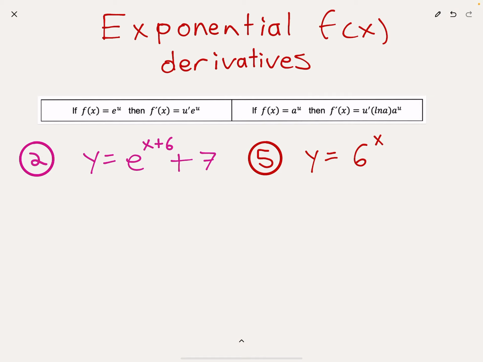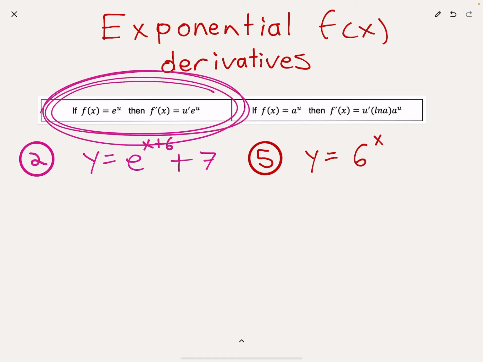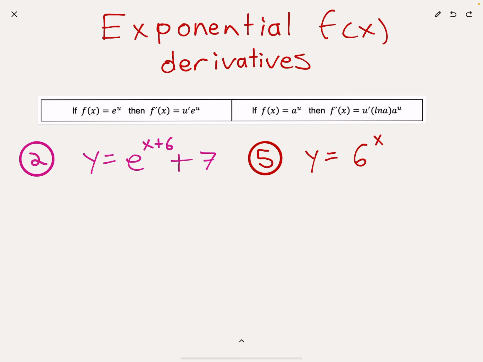Because that one is base e, we're going to follow this formula right here. With exponentials, we always have in the answer the same exponential. Check out, in the initial function we have e power u, and in the derivative we also have e power u. So the first step here is writing for the y derivative the exponential exactly the same. This is always going to happen with exponentials. And then we add the derivative of u, so the derivative of the exponent.